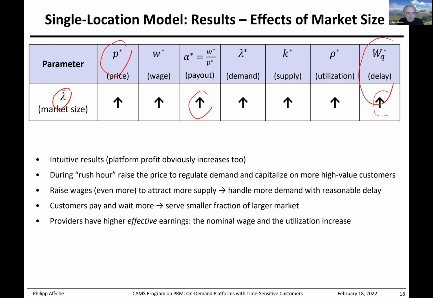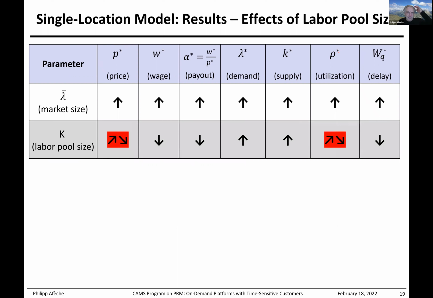And then if you look at the providers, in this situation they're actually happy both because their nominal wage goes up and their utilization goes up. So they have higher effective earnings. So this is on the demand side. If we look at something similar on the supply side, and I just put this in the row below, this is the effect of the labor pool size. I'm just going to emphasize the thing that we see here, which is some non-monotone effect of, yes.